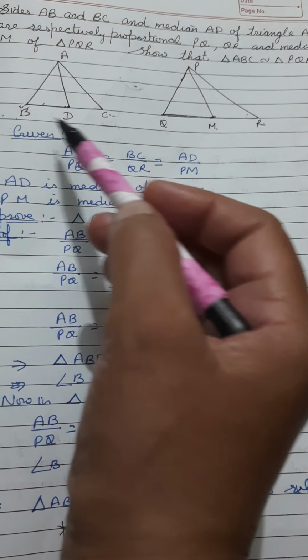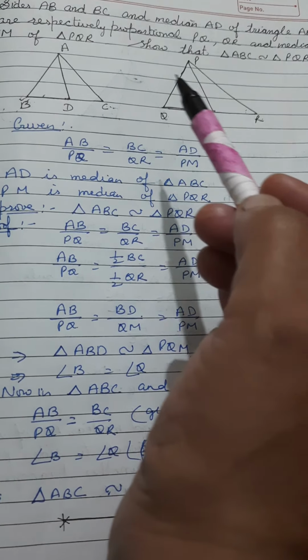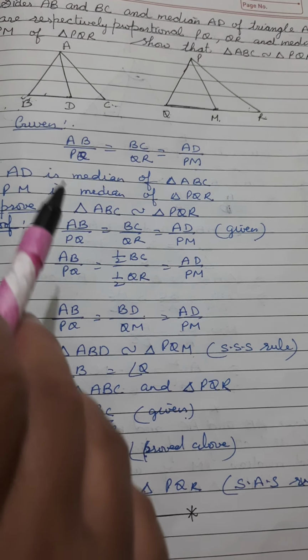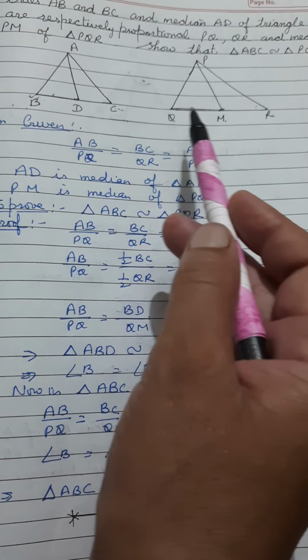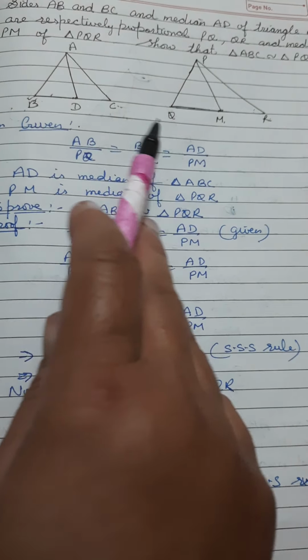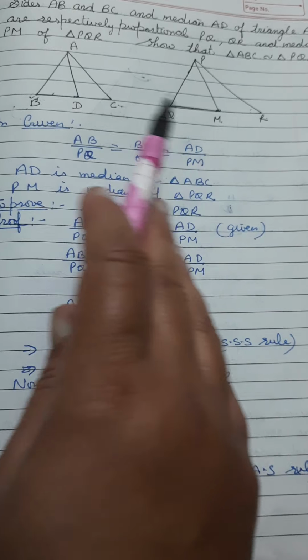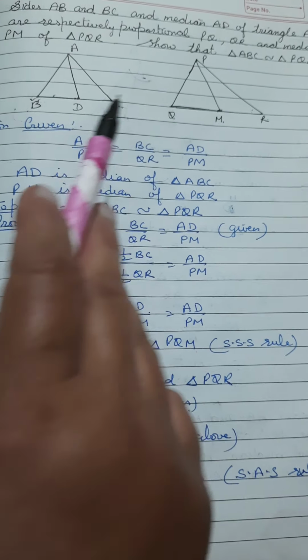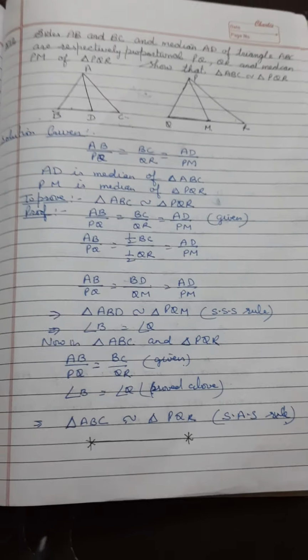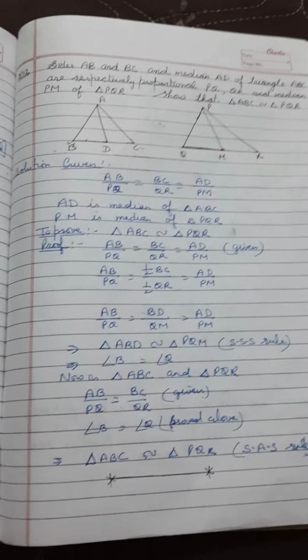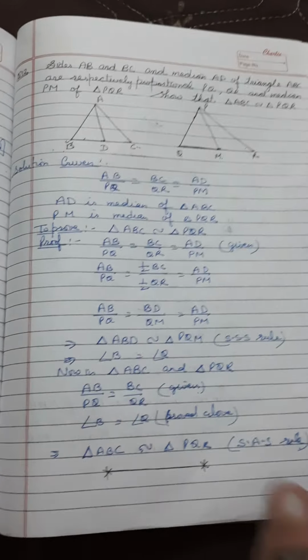Now we take triangle ABC and triangle PQR. In these two triangles, angle B is equal to angle Q, and AB upon PQ is equal to BC upon QR. Then these two triangles are similar by SAS rule. See, this is the complete solution of the question. Then we come to the next question.